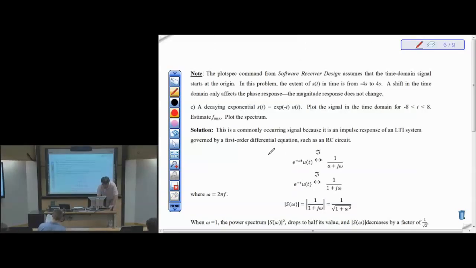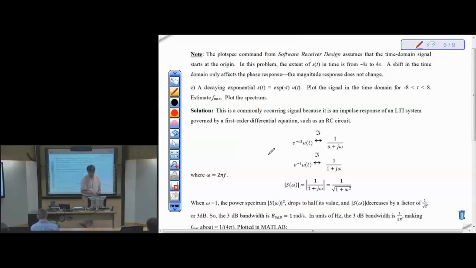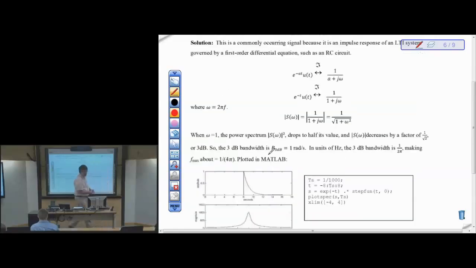There's some flexibility in how you determine this. The last part of problem 2 is a one-sided exponential, and that has a closed form Fourier transform, so now we know what the answer is. We know the ground truth explicitly. This is a very common signal from solving differential equations that show up in linear circuits, and it shows up a lot for us in discrete time. There's a Fourier transform pair, so you know the exact Fourier content, and you can find the bandwidth analytically.